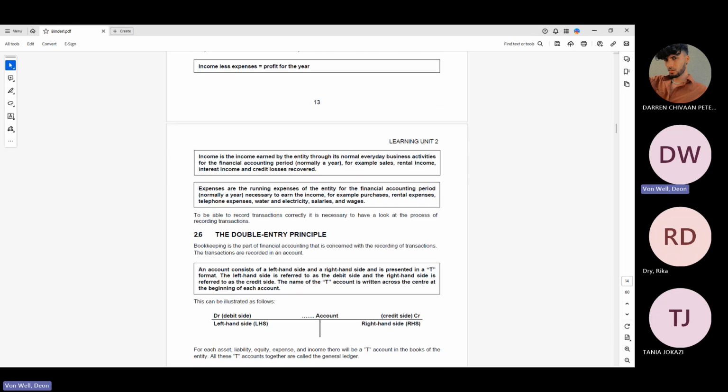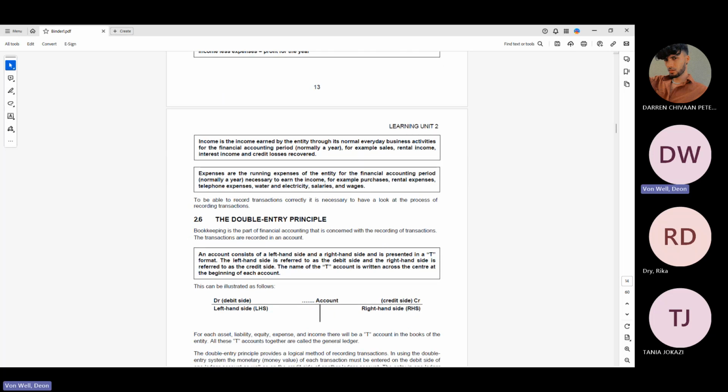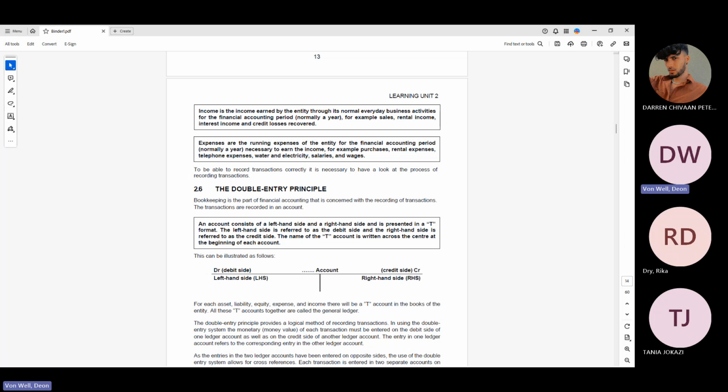And then we have the double entry principle. Every account in my general ledger is done in a T account. So on my left-hand side, I have my debit side. On my right-hand side, I have my credit side. And then there are rules, but those rules we're going to come to. Here it's just to show you, here's my T account.